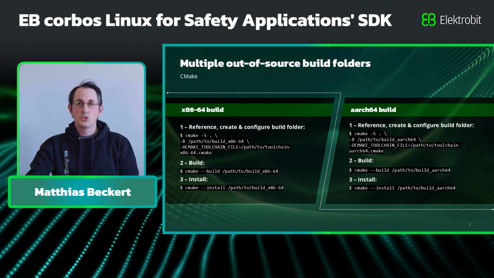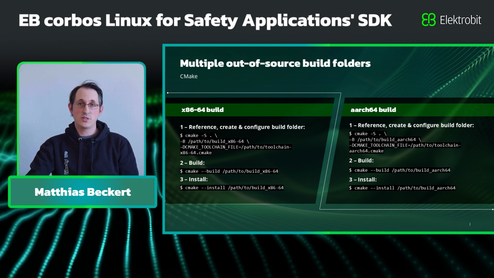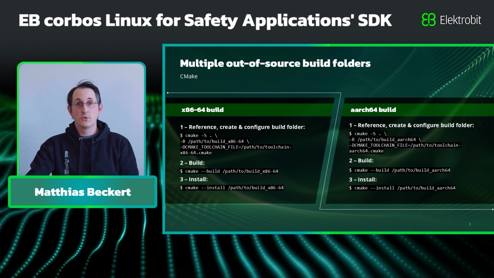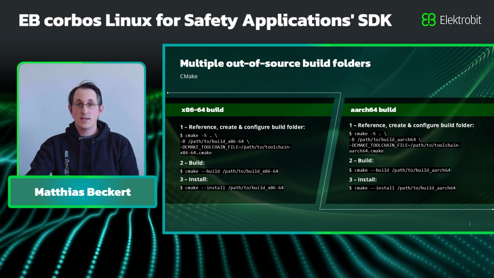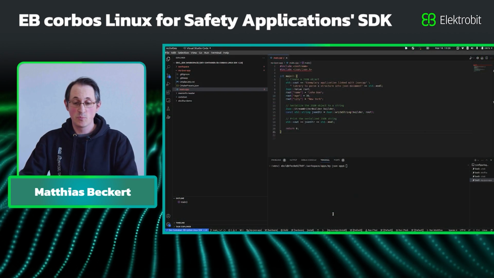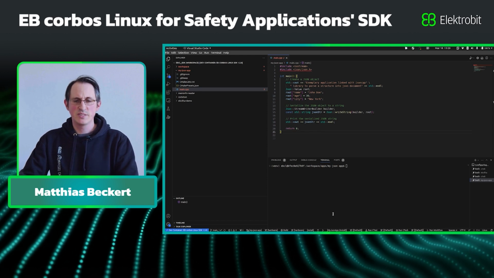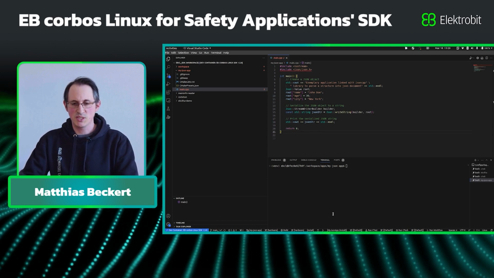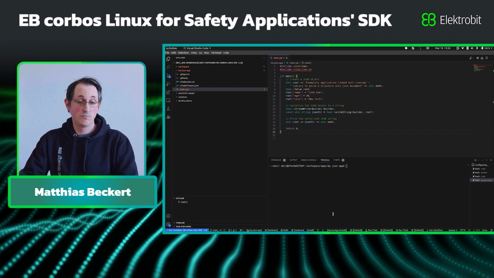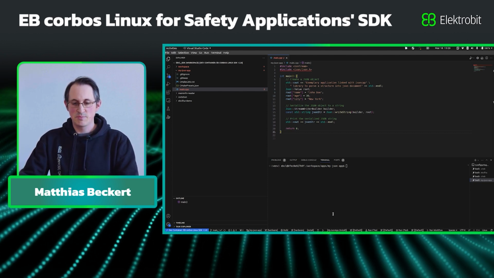For cross-building, we usually would like to install into an existing sysroot or into a separate sysroot only for this application. So let's have a quick look at how this looks if we really want to compile an application that has been modeled around CMake as a build infrastructure. What you can see now is the opened workspace of the corbos Linux for Safety Applications SDK. This SDK also comes with some example applications. You can see one here on the screen. It's a simple test program that parses some JSON input and then prints it out. It is located under apps/my_json_app.